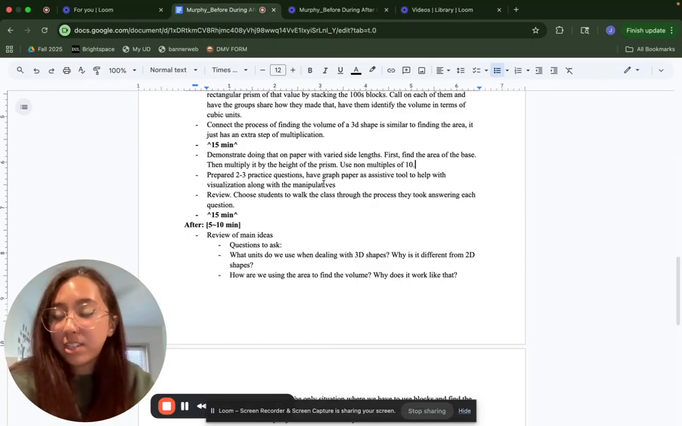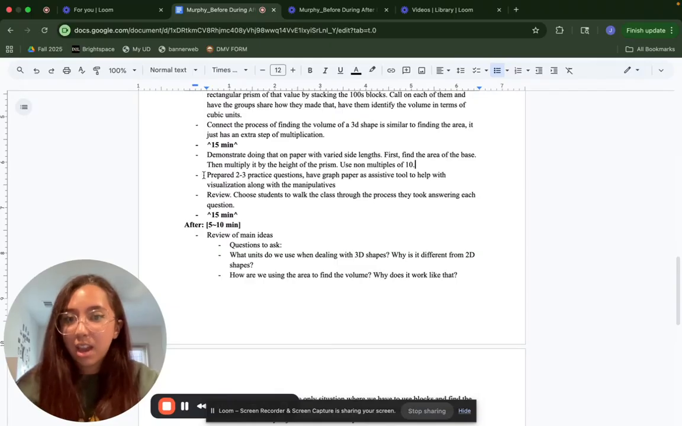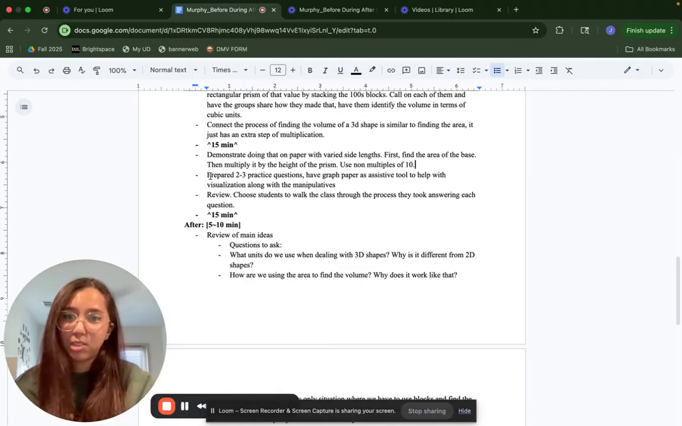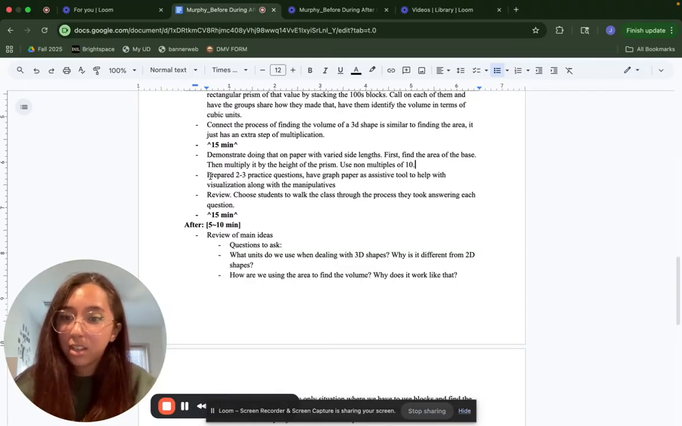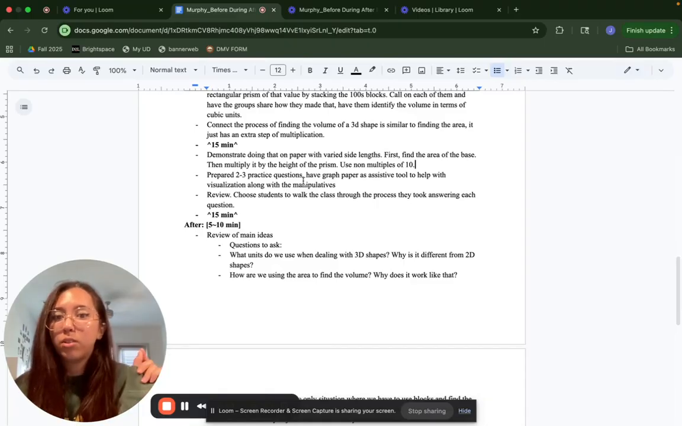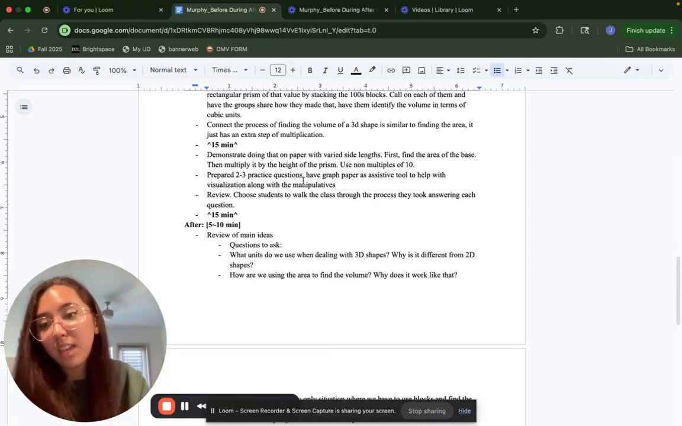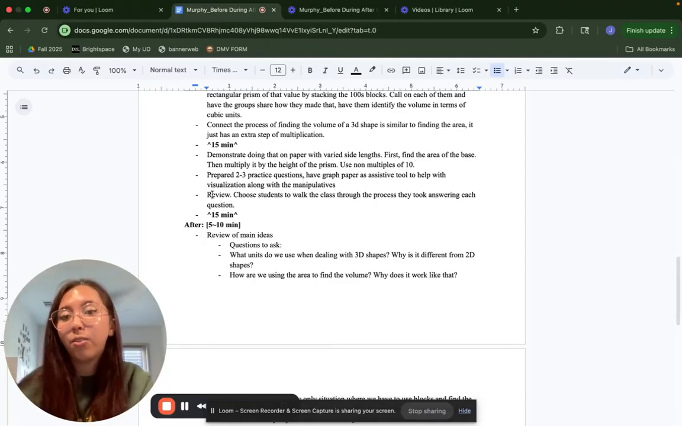So after I do a couple of those examples and we walk through it together, I'll have prepared 2 or 3 practice questions for the students to do on their own, give them a few minutes to work on that, and they can be using their graph paper as an assistive tool to help the visualization of each layer, along with they still have those base 10 block manipulatives. And after I give them time to do that, we can review.